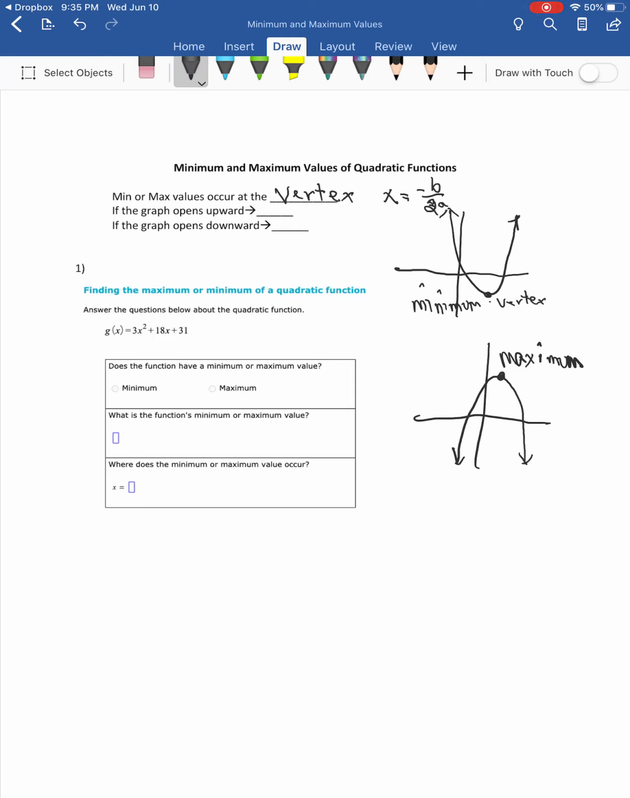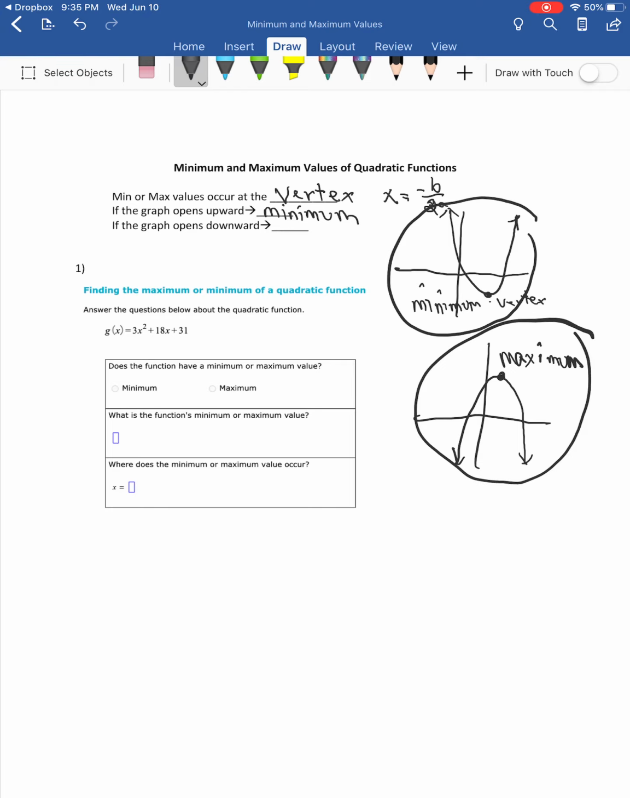Okay, if the graph opens upward, which we have over here, we're going to be at a minimum. If the graph opens downward, we're going to be at a maximum. Okay? So let's take a look at how this works in answering a question.